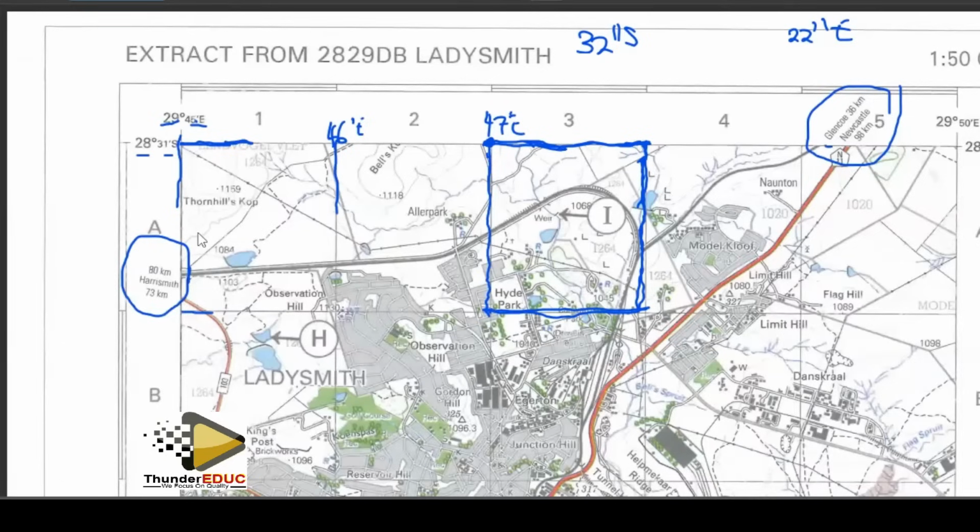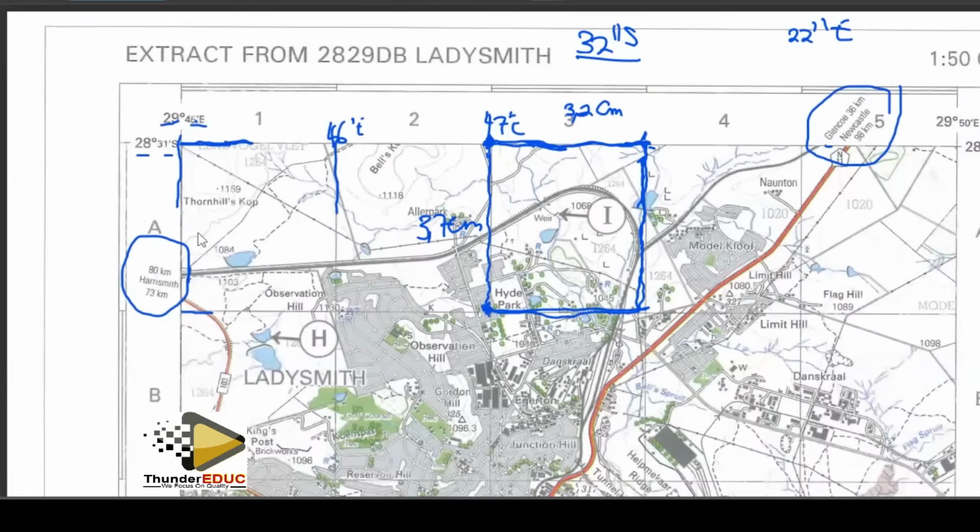If you want to identify 32 seconds to the south latitude, what you do here, you measure from here to here. This is your latitude. From the first latitude to the next latitude, what is the distance? From my measurement, I got a distance of 3.7 centimeters. And you also measure from here to here to get your longitude. From the first longitude to the next longitude, you try to identify the distance there. I got it as 3.2 centimeters. And you have to measure accurately. So we are saying this is 3.7 centimeters and this is 3.2 centimeters.